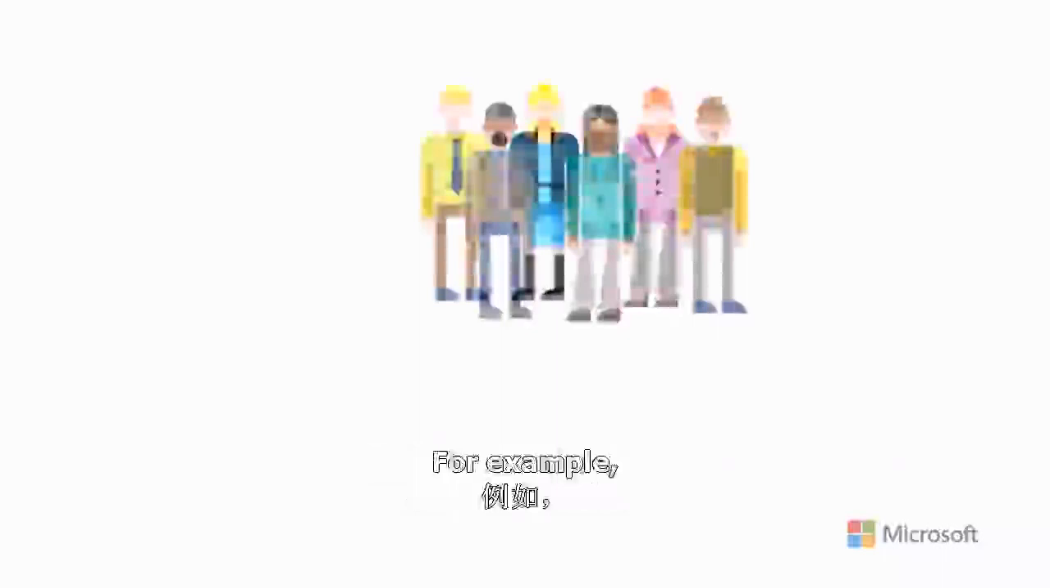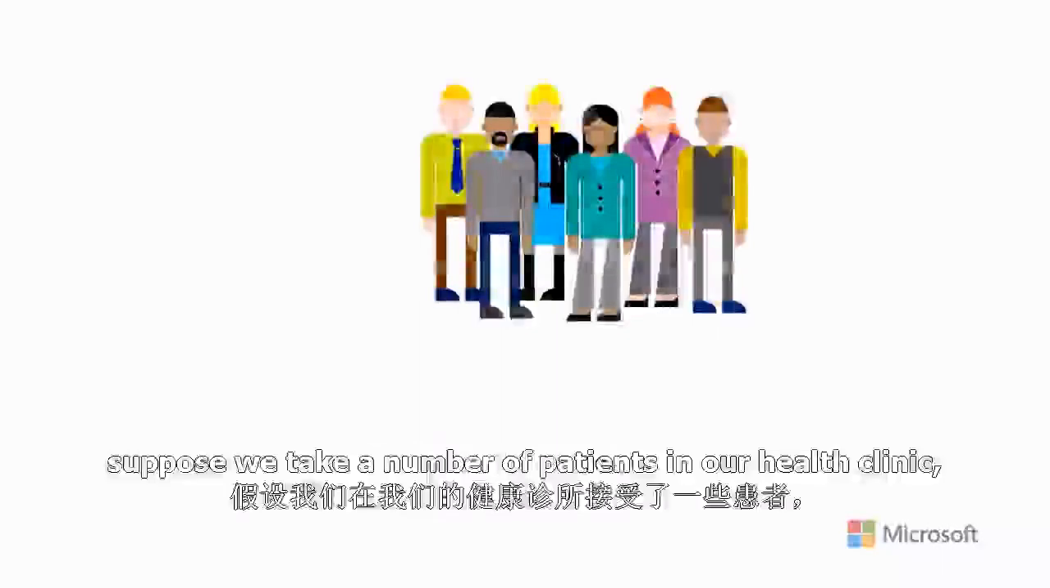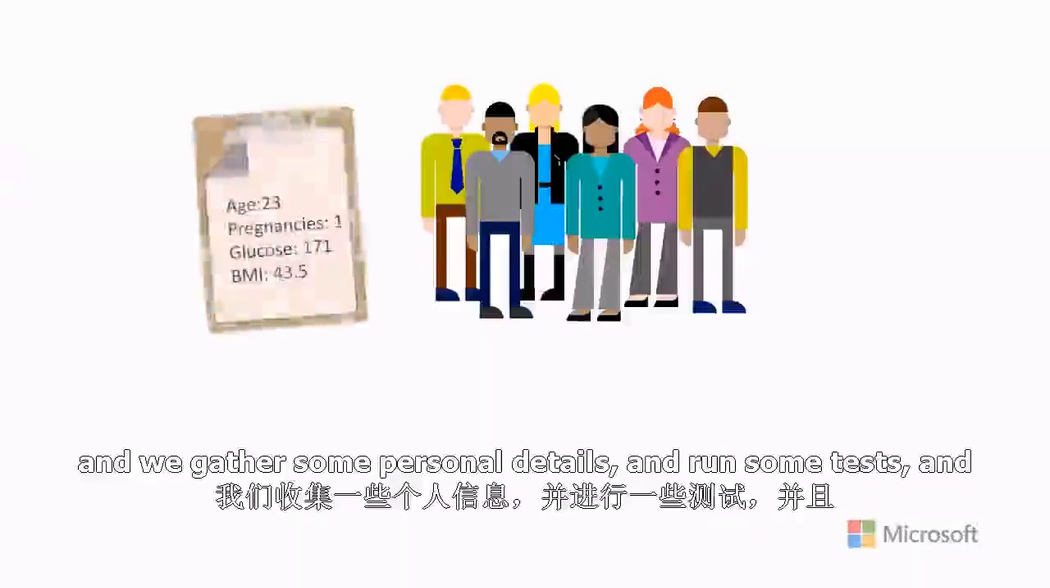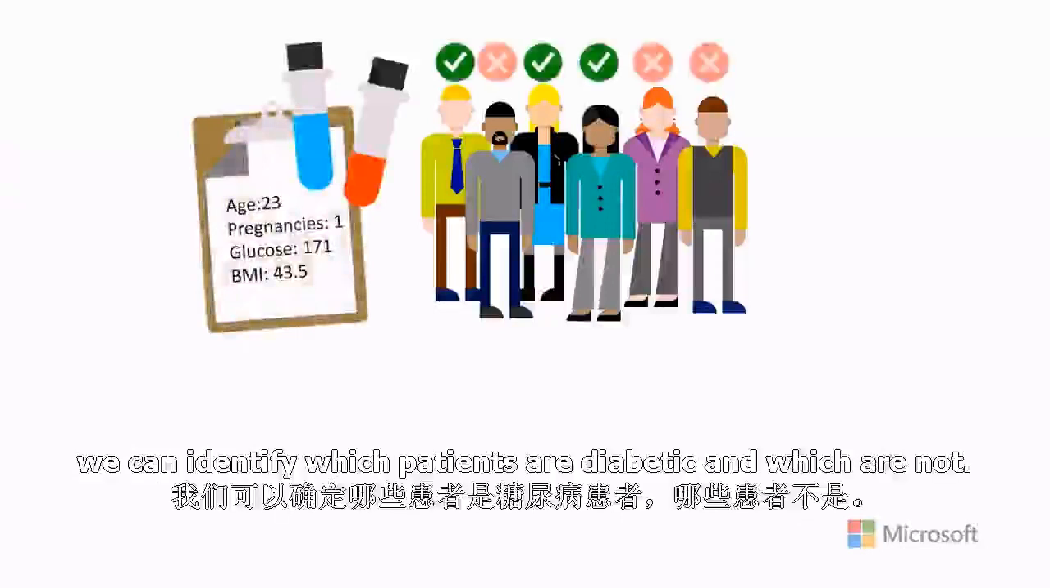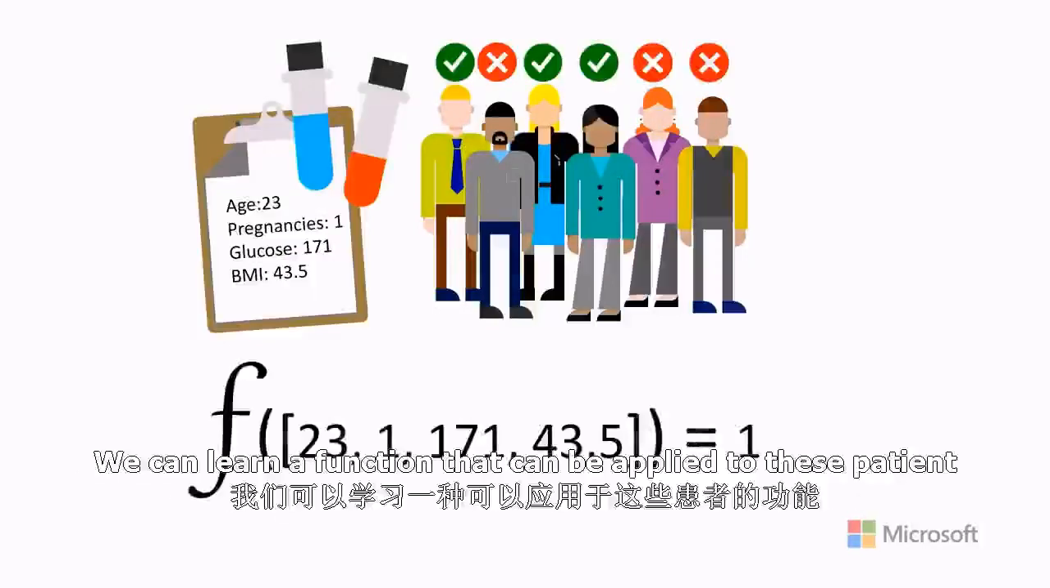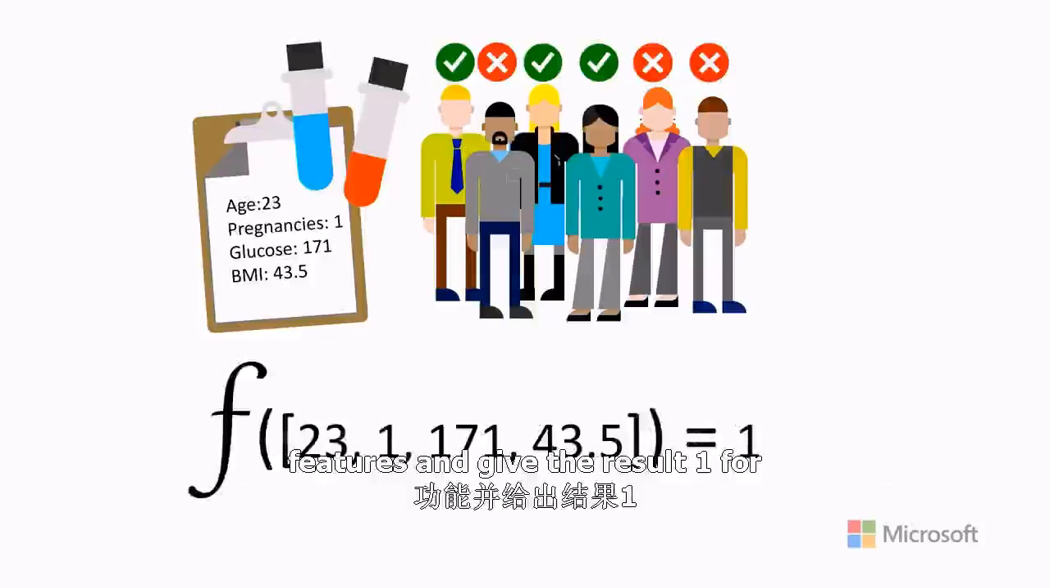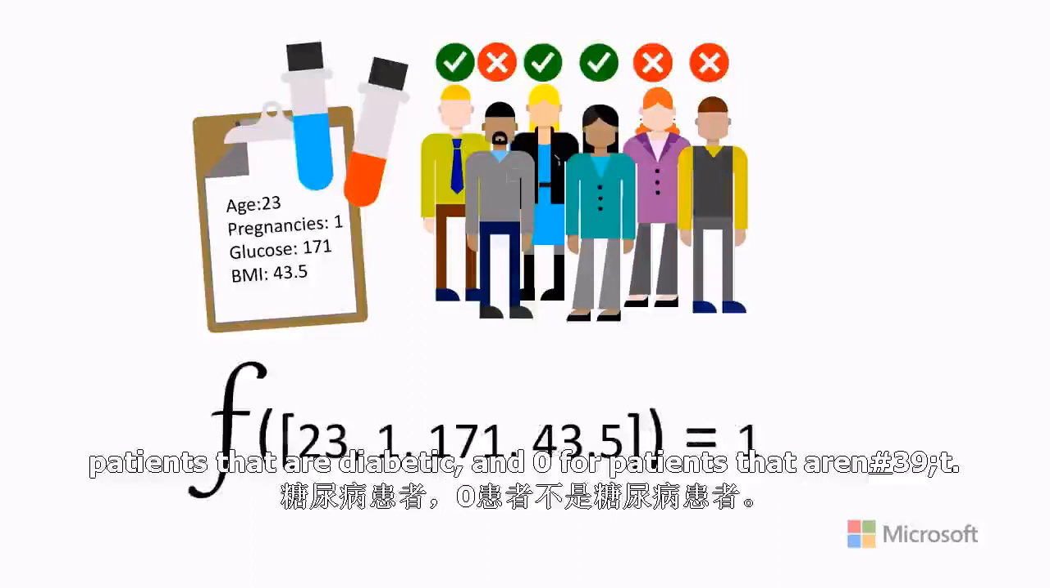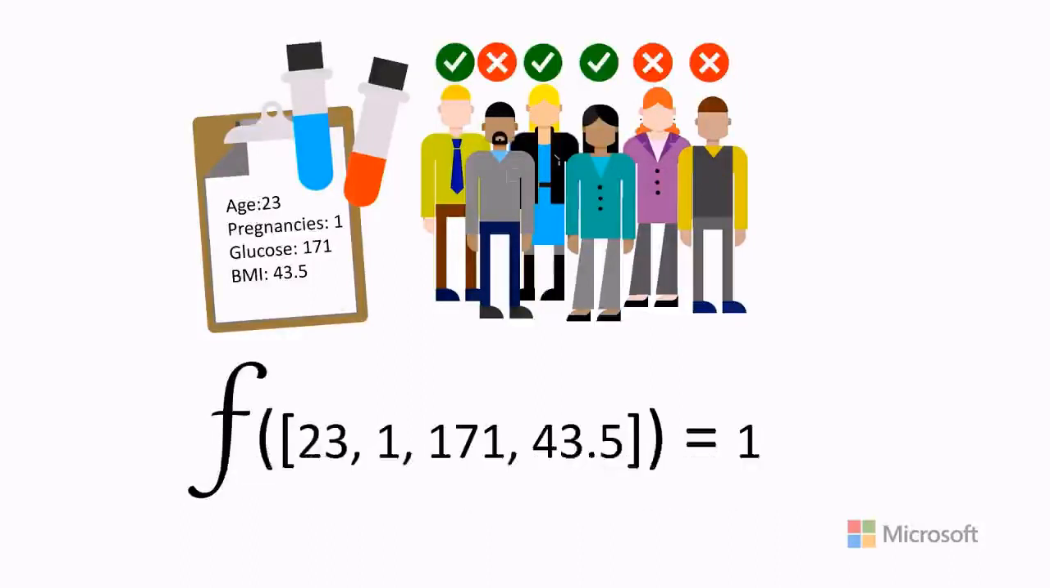For example, suppose we take a number of patients in our health clinic, and we gather some personal details and run some tests. And we can identify which patients are diabetic and which are not. We can learn a function that can be applied to these patient features and give the result 1 for patients that are diabetic and 0 for patients that aren't.